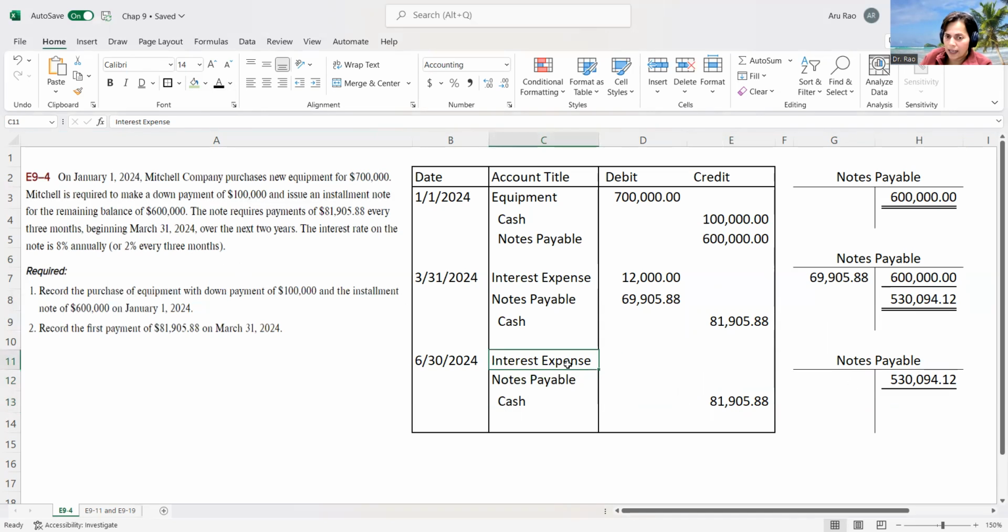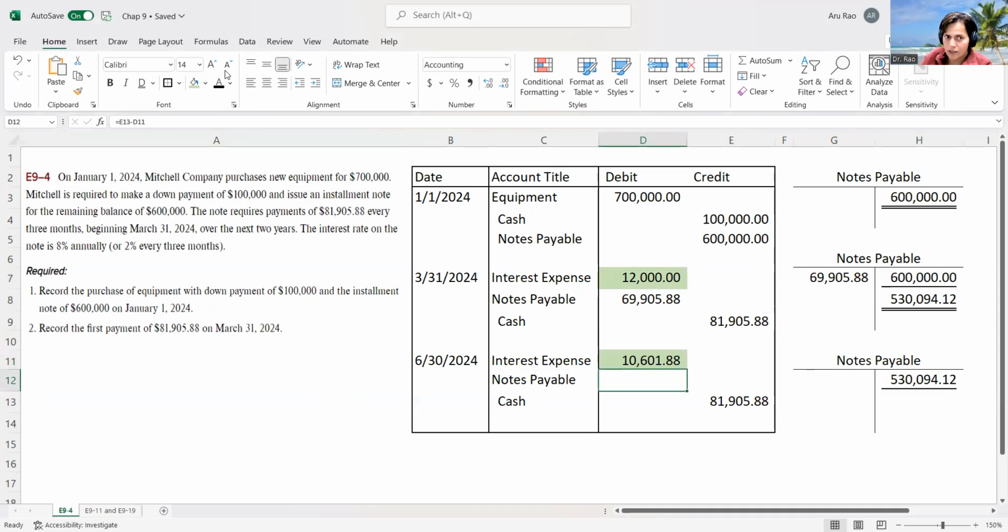Now I have to recalculate the interest expense. The reason I need to recalculate is my note payable balance has changed. It has decreased. So this number multiplied by 2% is a new interest expense, and that is $10,601.88. What you will notice over here is, let's look at these 2 interest numbers. The 2 interest numbers have changed. From 12,000, it dropped to $10,601.88. That's because the outstanding balance decreased. Therefore, the interest expense decreased.